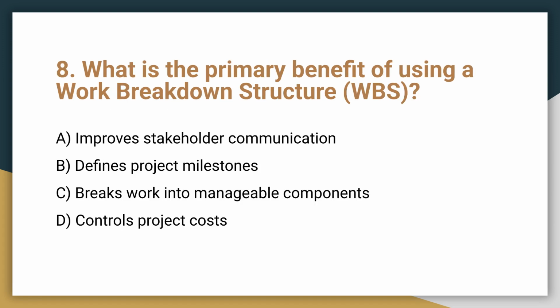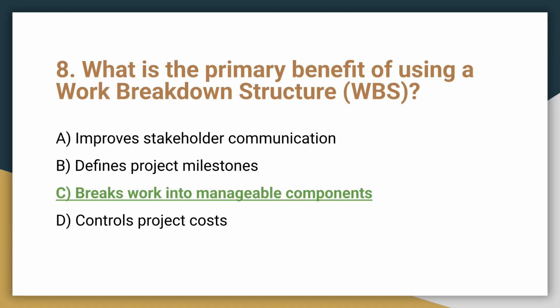Question 8. What is the primary benefit of using a work breakdown structure, WBS? A. Improves stakeholder communication, B. Defines project milestones, C. Breaks work into manageable components, or D. Controls project costs. The primary benefit is C. The WBS breaks work into manageable components, enabling better planning, estimation, and control.